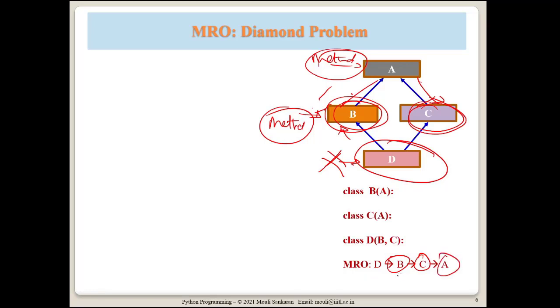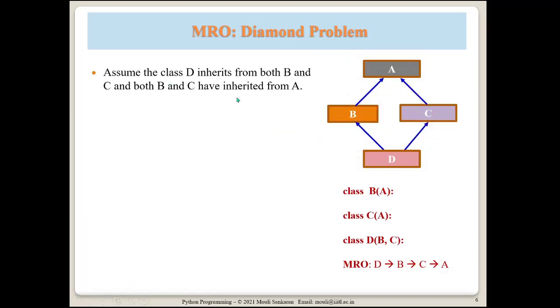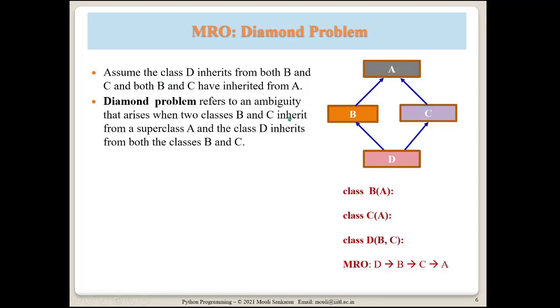So suppose the method is not inherited from there, not defined here, but it is defined only here, then it will come here and then it will go and find it from C. Let me explain it. Assume that class D inherits from both B and C. Both B and C have inherited from A.